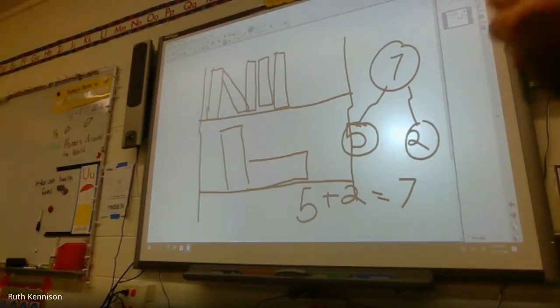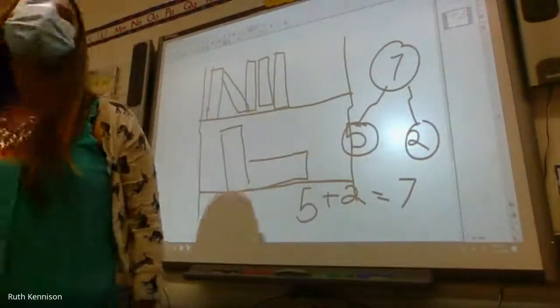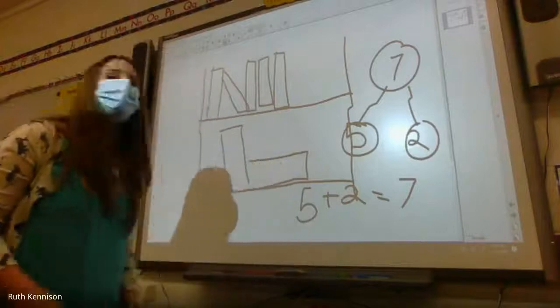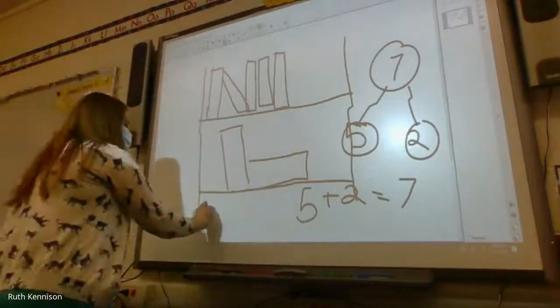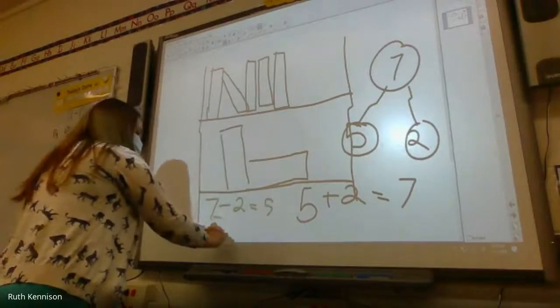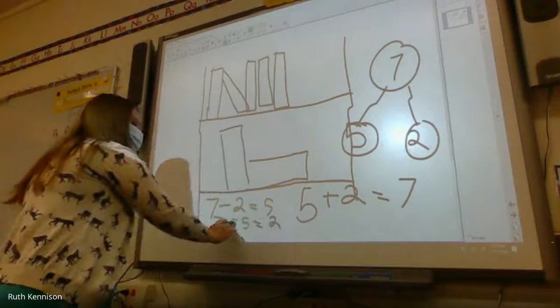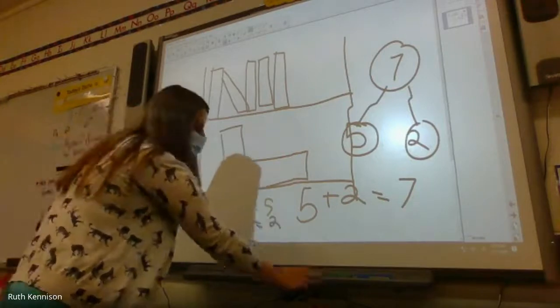7 plus 5 does not equal 2. If you want to do the subtraction, you have to do a subtraction. You can do 7 minus 2 equals 5, or 7 minus 5 equals 2, but you can't say 7 plus 5 equals 2, because that is not correct.